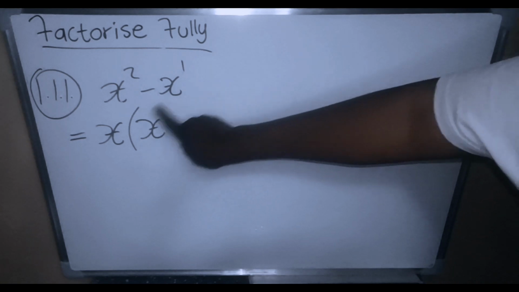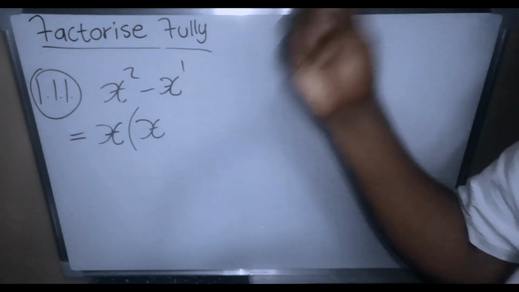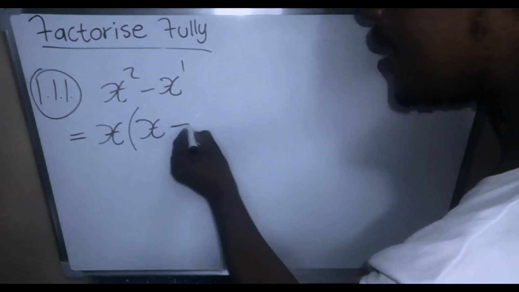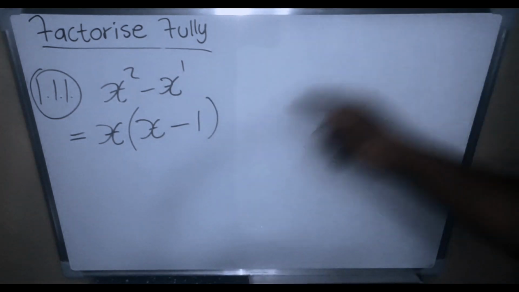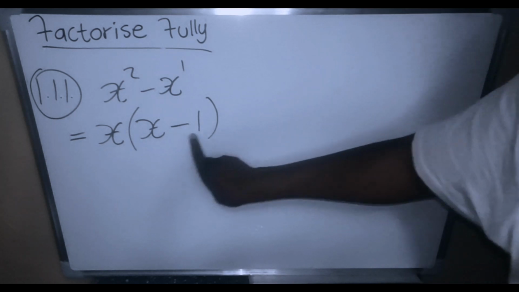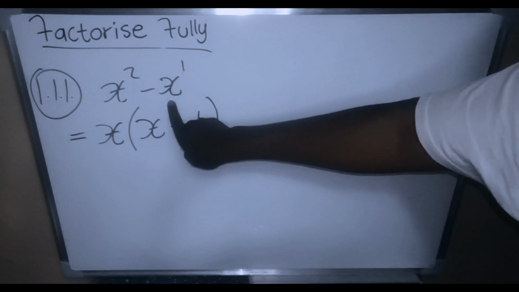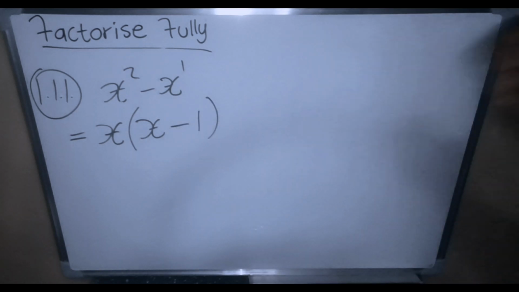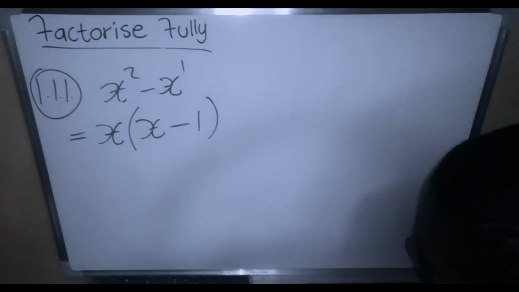Then now, x divided by x is 1. That means minus 1. Simple. Why? x times negative 1 is negative 1x, which is negative x. That's the basic logic behind this question here, 1.1.1. Then we are done with 1.1.1. We are going to 1.1.2.